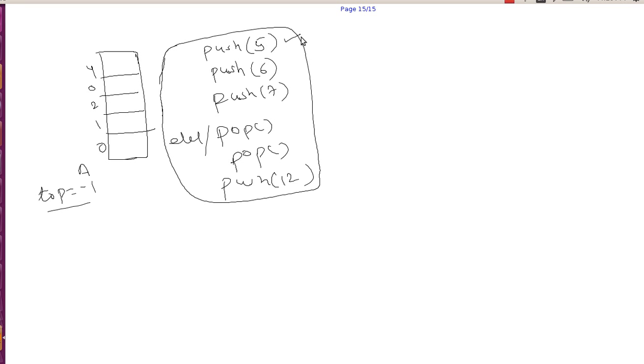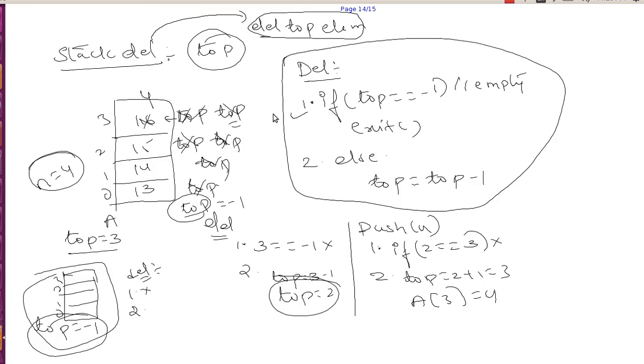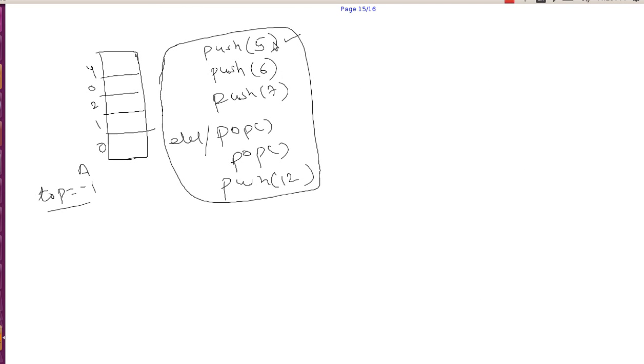So our first instruction is push of 5. Whenever we use the insert function, so whenever I say push of 5, the first condition which I follow is to check whether the stack is full or not. The stack is empty for me, so I'll be checking if the top value, minus 1, is equal to n minus 1. Your n value is 5, that is, the size of your array is 5, so n minus 1 means 4. Condition fails, you come to the else part.